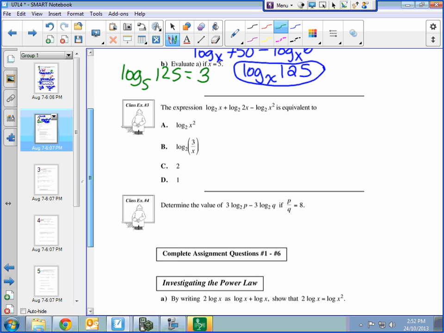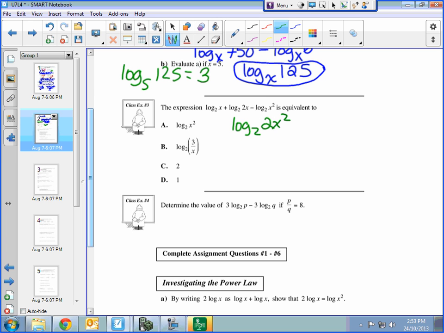Okay. I have log of x base 2 plus log of 2x base 2 minus log of x squared base 2. I want to see what it's equivalent to. There's no brackets, so I'm just going to go left to right. If I'm adding two logarithms, I multiply my arguments. So this would be log base 2, x times 2x. Yeah, x times 2x is 2x squared.